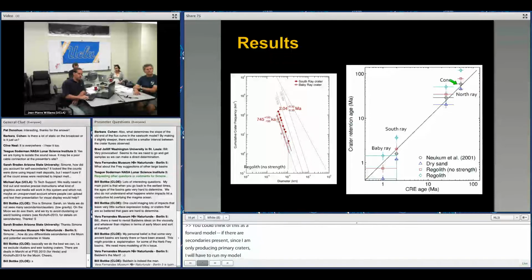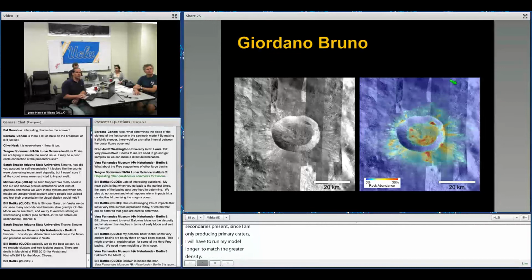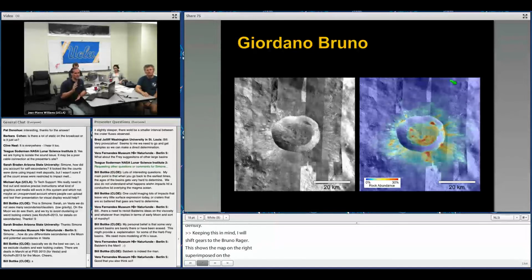So keeping that in mind, I'm going to shift gears to Giordano Bruno, a crater we heard a bit about this morning. I'm showing the new Diviner-derived rock abundance map here on the right, superposed on the LROC NAC mosaic. This was also talked about a bit by Becky Gent yesterday. She showed this is one of the highest rock abundance ejecta of any crater. This scales from blue at 0 up to red, which is exceeding 30% rock abundance. You can see it has a very heterogeneous distribution of rock abundances around it.